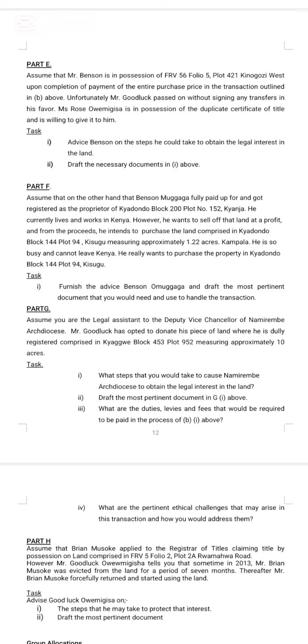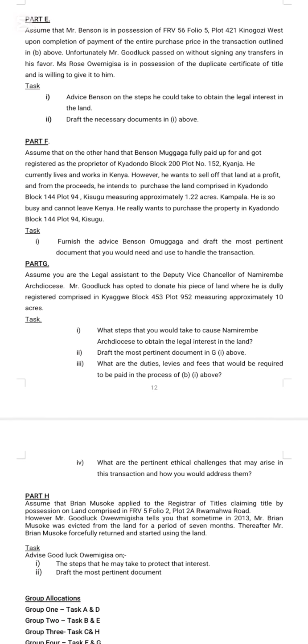But assume, on the other hand, that Benson Mgaga fully paid for and got registered. He currently lives and works in Kenya. However, he wants to sell off the land at a profit, and from the proceeds, he intends to purchase the land comprised in Chandodo. He is so busy and cannot leave Kenya. So basically here you proceed by powers of attorney, and you give powers of attorney to this person to act for you. So the document here would be the powers of attorney, and I think we have them in the RTA, the structure, and how they should be drafted.